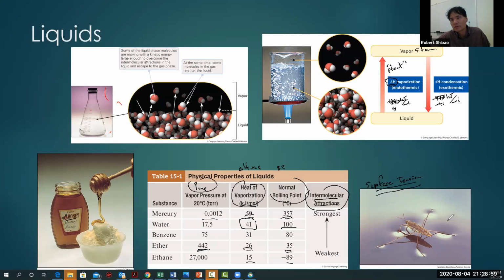So you could float a paper clip. I've done this many times. You could float a paper clip on the surface of water, even though paper clips are made out of steel, and steel should sink. This is not a very good looking paper clip, but steel should sink. But because of the surface tension, you can get it to float. Like this, the water bug should sink, but it doesn't, it floats. It's surface tension. So the stronger the attraction, the higher the surface tension.